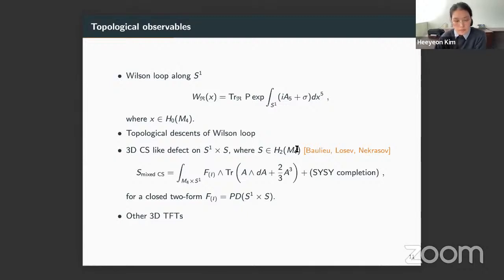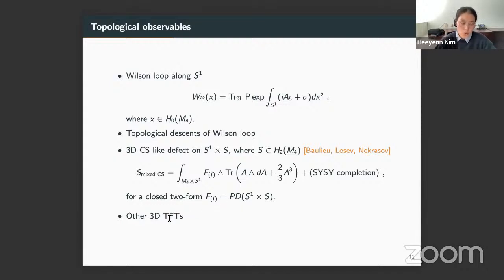What's interesting is that the mixed Chern-Simons action that we just introduced in the beginning of the talk can be thought of as realizing this Chern-Simons-like defect. If you think about the fact that F_i is some closed two-form that realizes the flux for this U(1)_i symmetry that I introduced in the beginning, you can think of this as a Poincaré dual of the S1 times S, which is some codimension two locus where you define your 3D Chern-Simons-like theory.